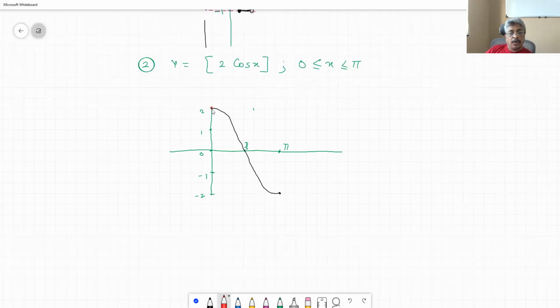Okay. Now, integer lines, maybe you can find out this value. When is it going to be 1? When cos x is going to be half. Cos x is half when it is pi by 3.